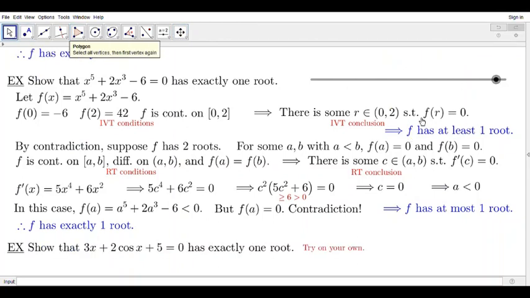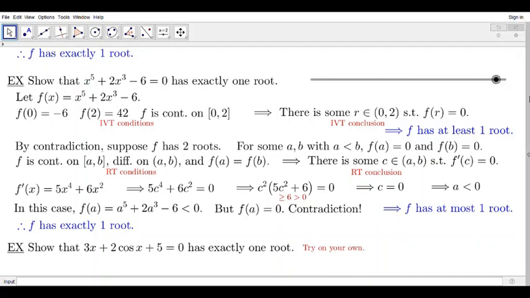Okay, example, please try at home. Show that 3x plus 2 cosine x plus 5 has exactly 1 root. You could try that on your own. The function you end up getting here is not polynomial because of cosine x, but you know, it's still continuous and differentiable everywhere. So try this on your own.